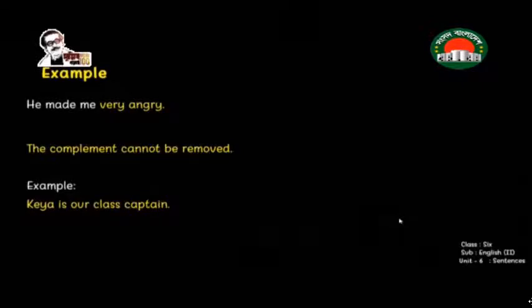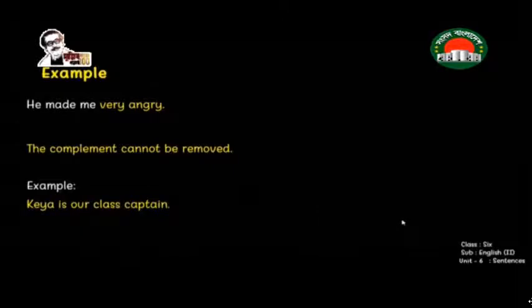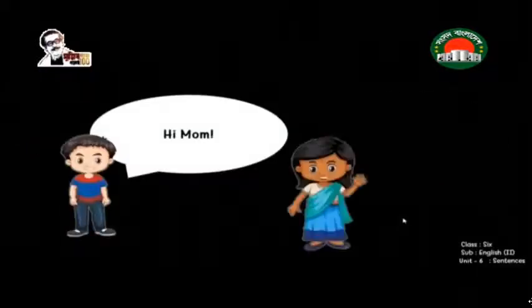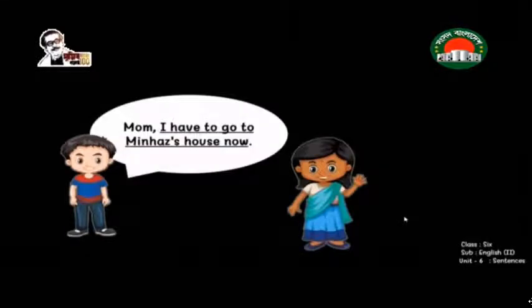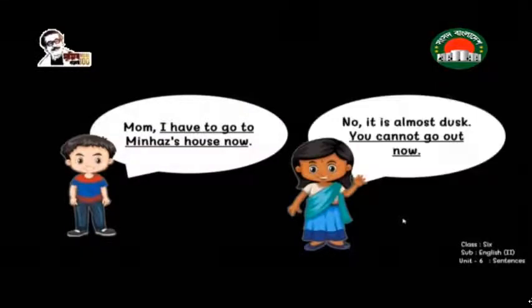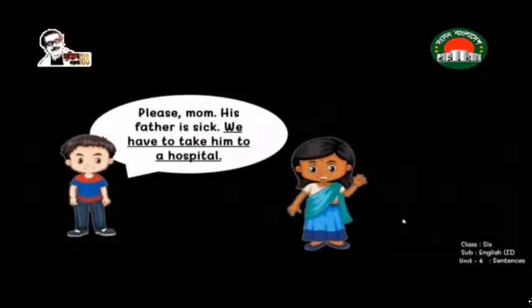Now, before we dive deep into sentences, listen carefully to the conversation between Onik and his mother. Hi, Mom. Hi, dear. Mom, I have to go to Minhaj's house now. No, it is almost dusk. You cannot go out now. Please, Mom. His father is sick. We have to take him to a hospital. Oh, I see. Did Minhaj ring you? Yes, Mom. Okay, go then. But don't be late. So nice of you, Mom. Go. Hurry up and take care. Bye, Mom. Bye.